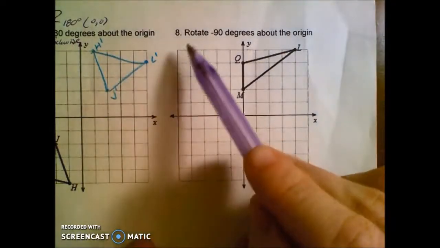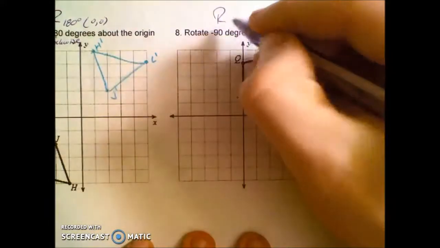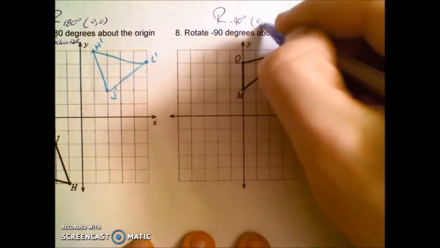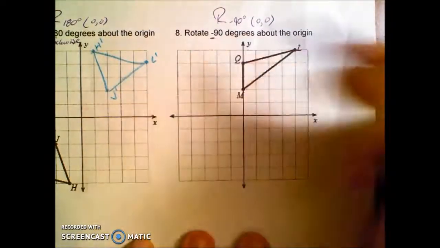Lastly, let's end with number 8. Rotate negative 90 degrees about the origin. In function notation, this will be capital R, negative 90 degrees, and 0, 0 for the origin. Now this one is different than the last one because it has negative 90.